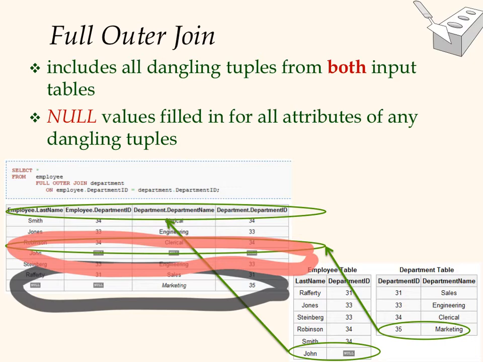So that's it for outer joins. Okay, again, the main idea is that if you have a tuple that happens not to have any matches in the other table, then you include that tuple together with null values.